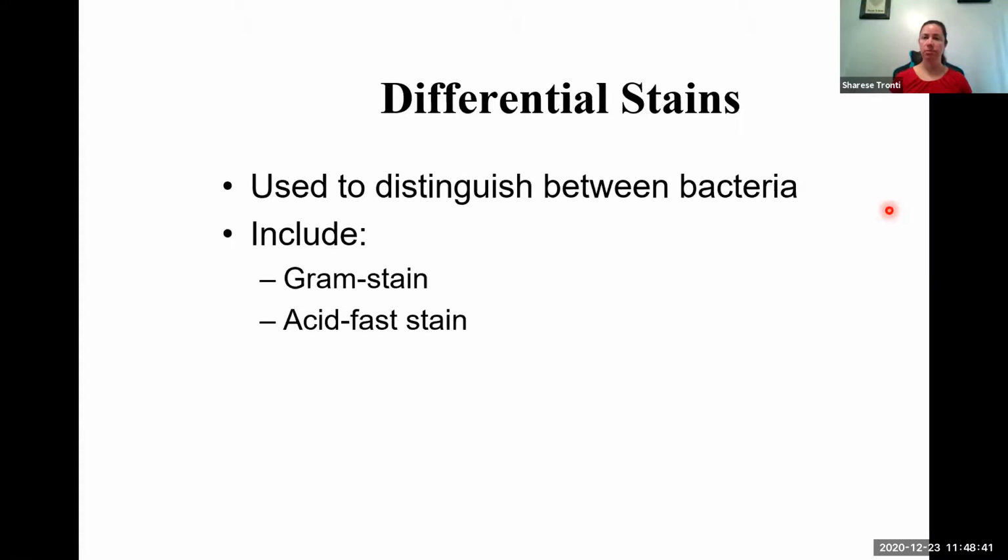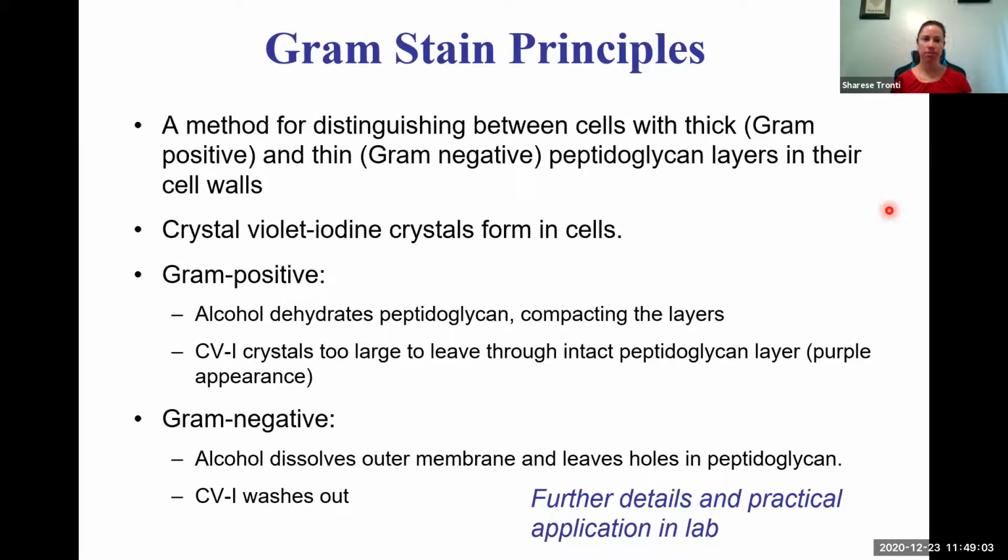Differential stain, however, is going to tell us something about the organism, which is going to help us to differentiate or distinguish between different bacterial species. A couple of differential stains that we will be doing are the Gram stain and the acid-fast stain. I'm going to talk about both of those.